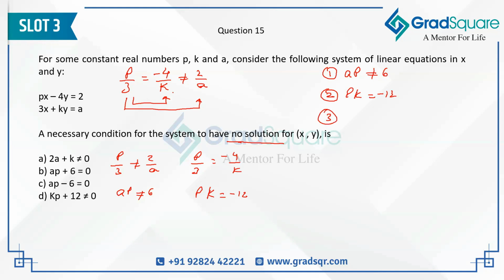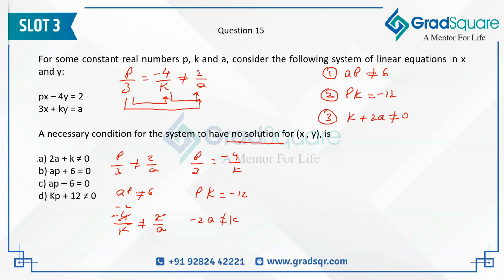Now look at the third one. What are we going to say? We are going to equate these two and say that this equation is also something that we get. This will give me an inequality, and that will be a necessary condition. Minus 4 by k must not be equal to 2 by a. Right? So if you solve this, you will realize that this will get cancelled out. You will get a minus 2. So minus 2a must not be equal to k, or we can simply write k plus 2a must not be equal to 0.